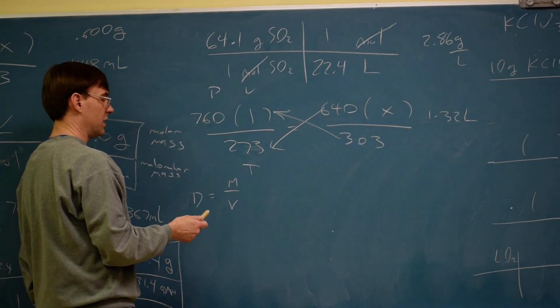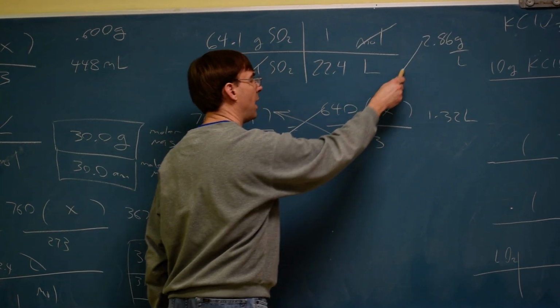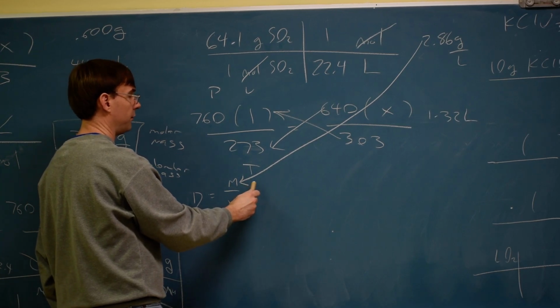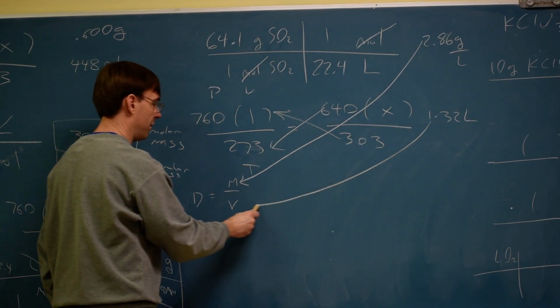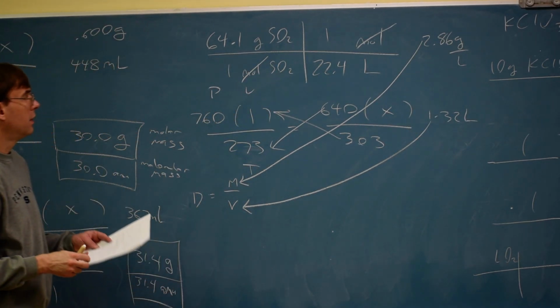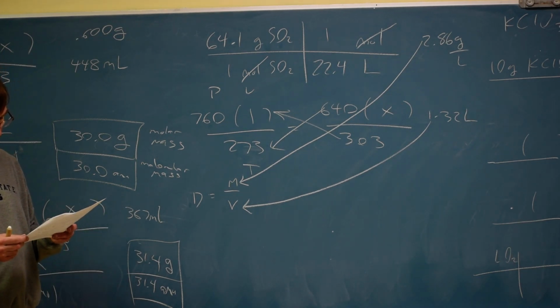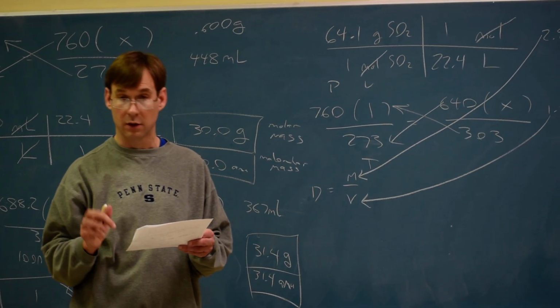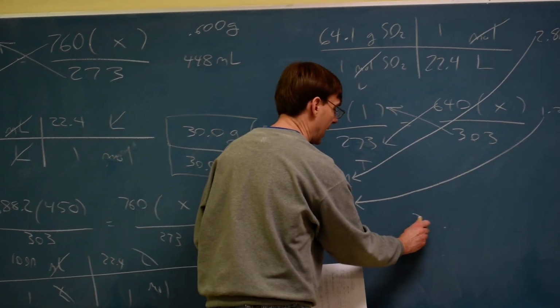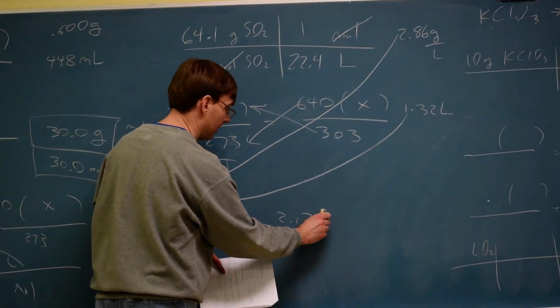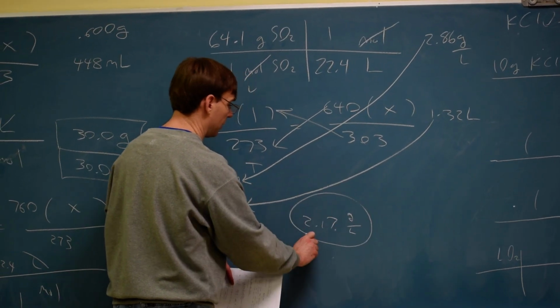And then it's just a division to finish. Take the gram number from a minute ago, take the liter number from less than a minute ago, and we're going to just take the 2.86 divided by the 1.32 and hit it, and it's going to say 2.17 grams per liter.